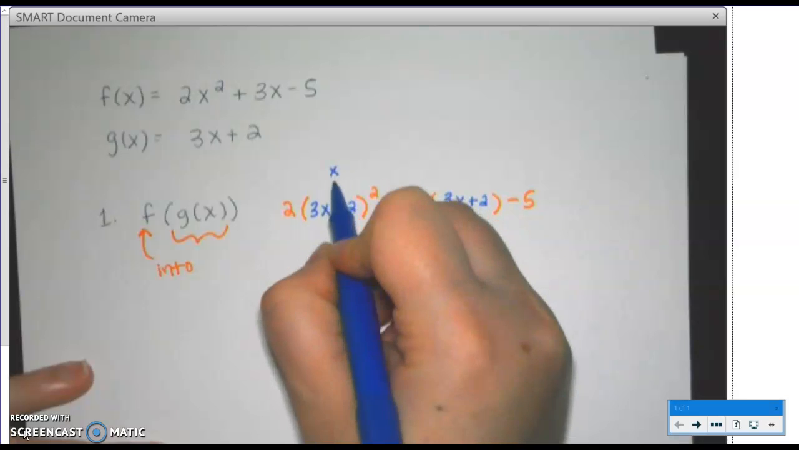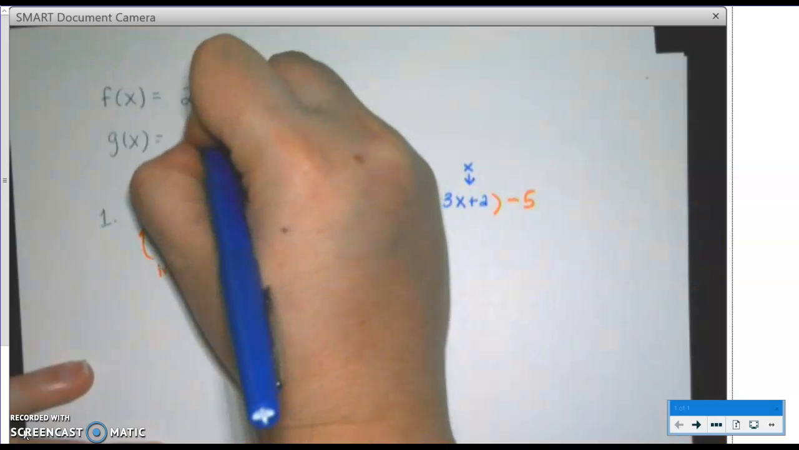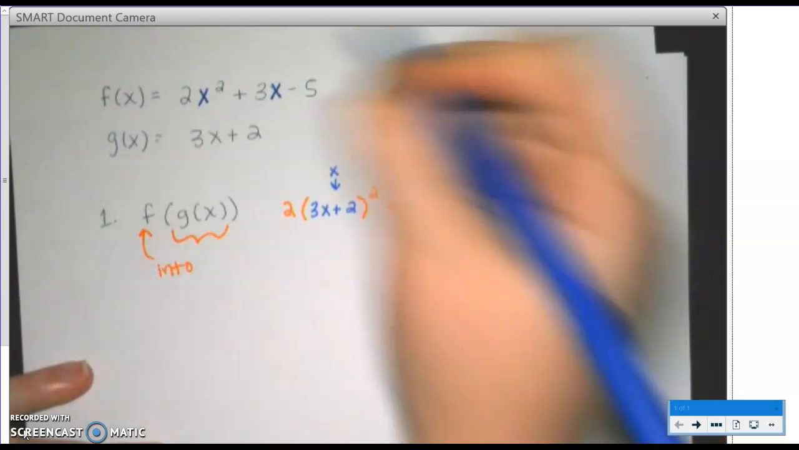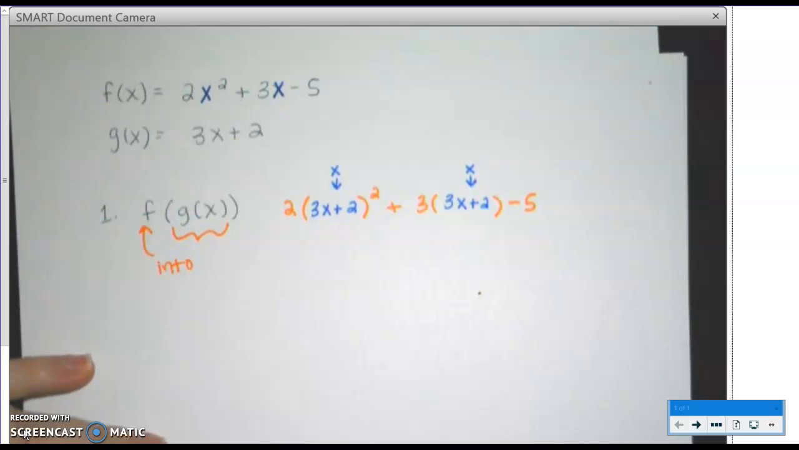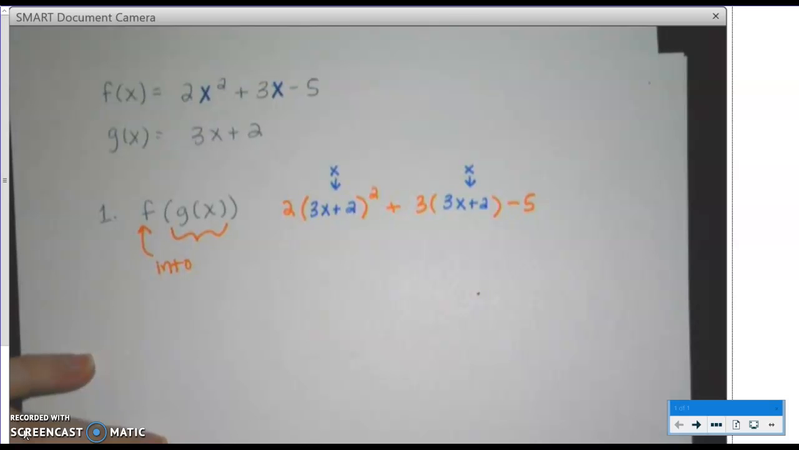So you can see all I've done is replace the x from the f of x function. I took out the x's and I replaced it with 3x plus 2. I put g of x into f of x. All right, now here's the part where you're going to make your mistakes. We have to actually work it out.